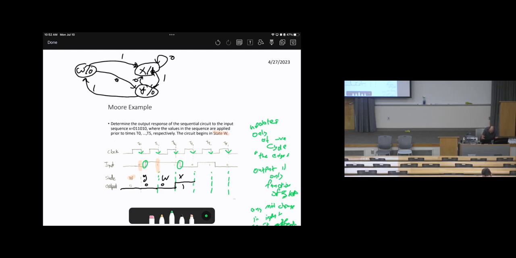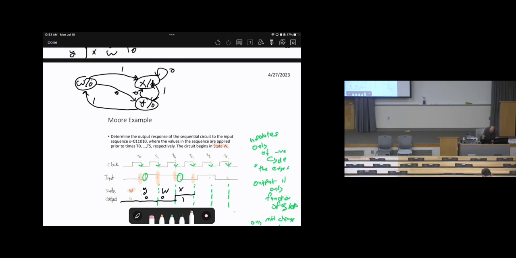Now, we're already done with this update. At the next update here, the input is 0. So we are at X, the input is 0, and we will remain at X. So there will be no change, and the output is associated with X. Even though there is a mid-cycle change, that's fine. There will be nothing.